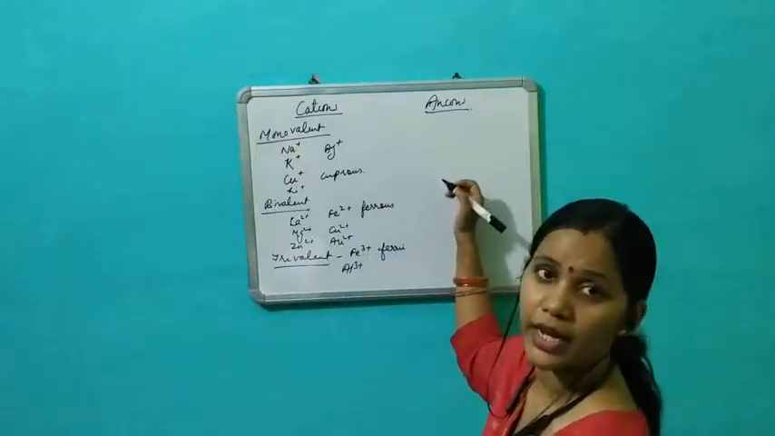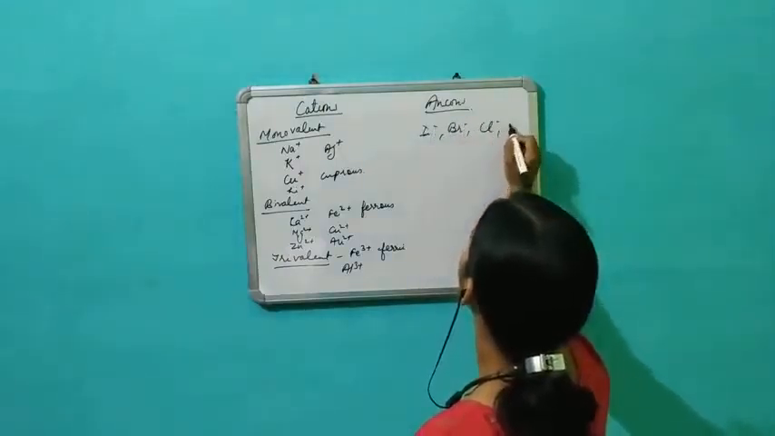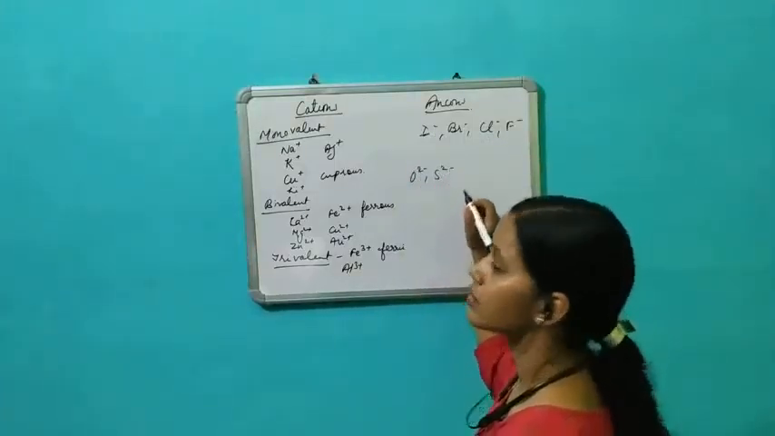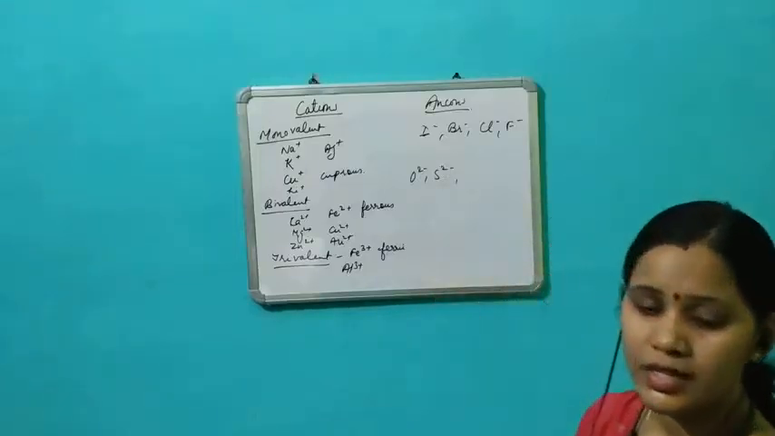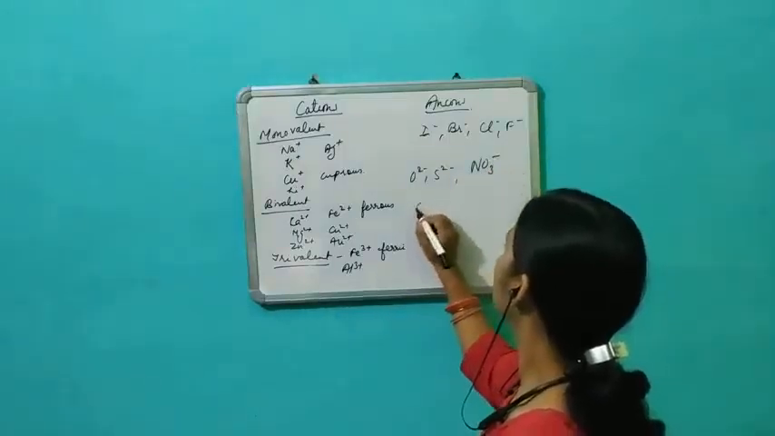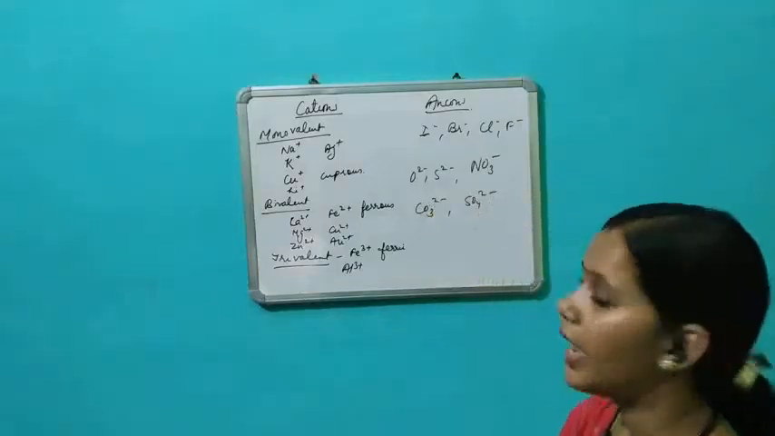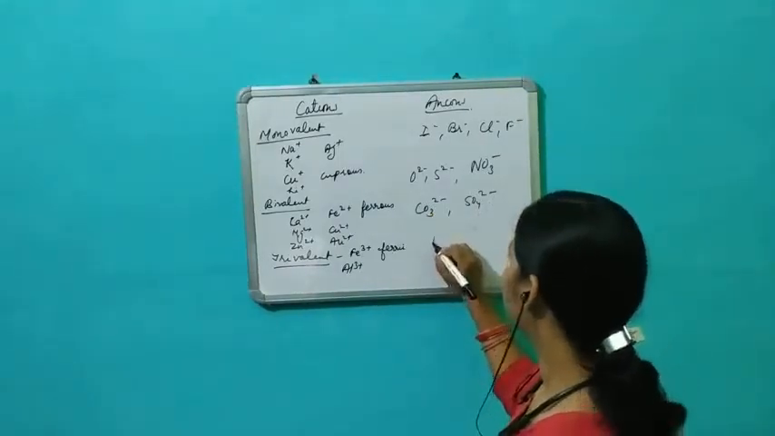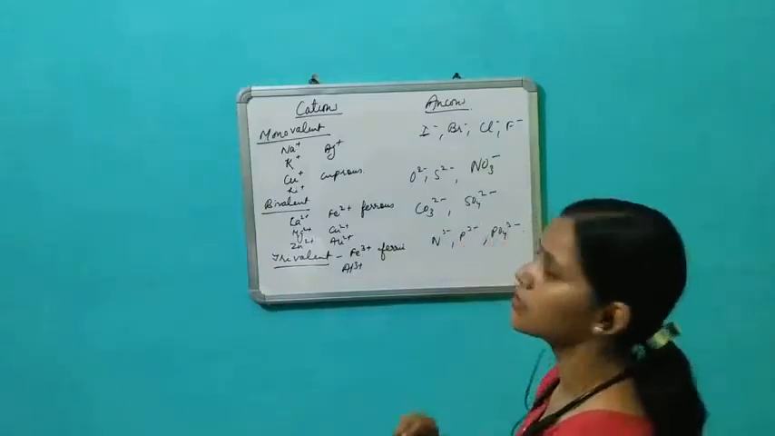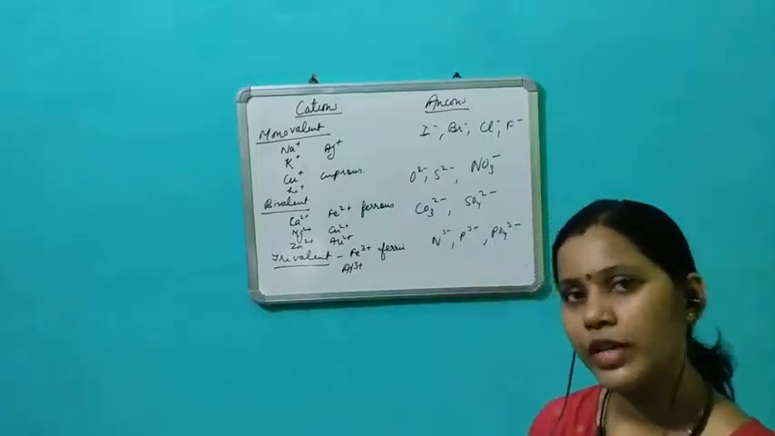Whereas if we talk about anions, we have I-, Br-, Cl-, F-. Okay, we have O2-, S2-. Alright, so these are the negative ones. Then we have NO3-, CO3 2-, SO4 2-. And if we talk about trivalent, then we have N3-, P3-, PO4 3-. Okay, so these are monovalent, bivalent and trivalent anions.